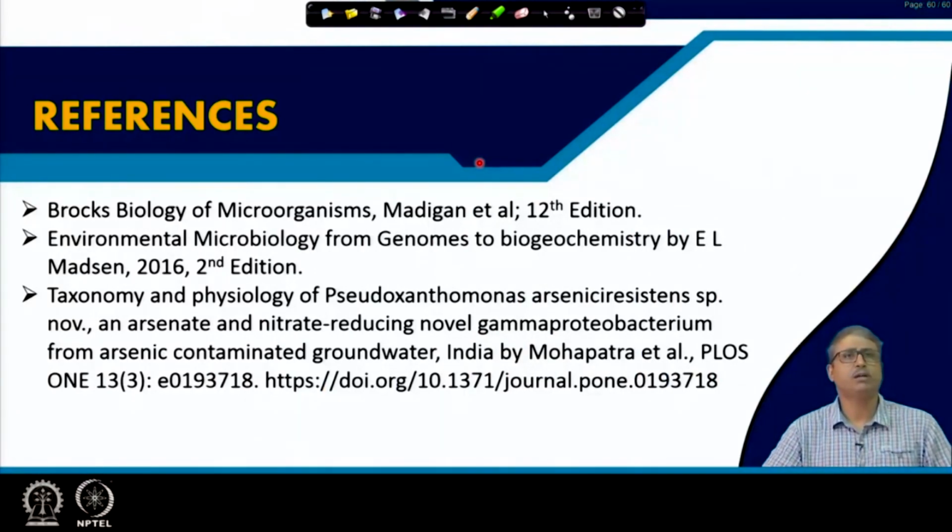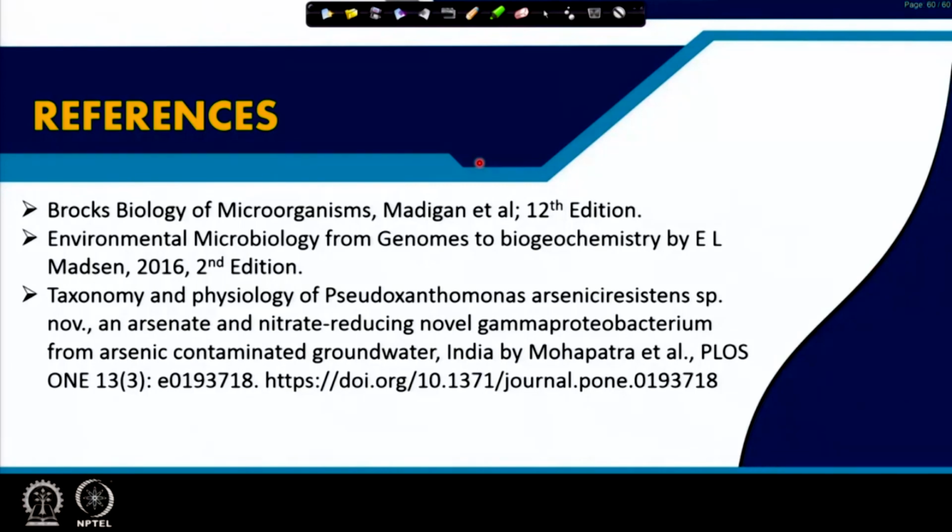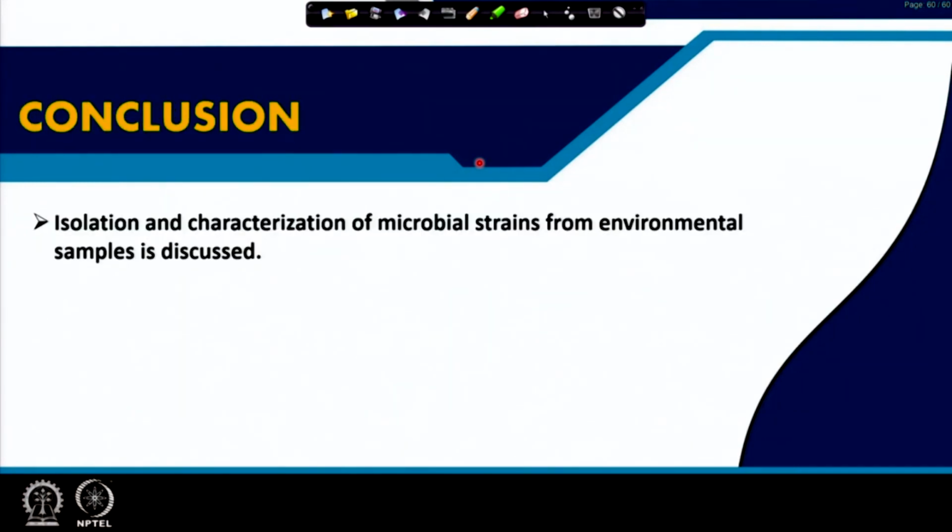For reference, Brock's Biology of Microorganisms and Environmental Microbiology: From Genomes to Biogeochemistry would be useful. Along with this, a particular paper published by us may be consulted in order to understand some of the intricacies or details if you are interested. In conclusion, the isolation methods including the plate and anaerobic isolation, the MPN based techniques were discussed, and how we characterize the microbial strains, particularly the isolates. Some glimpses or examples are cited in this particular lecture. Thank you very much.